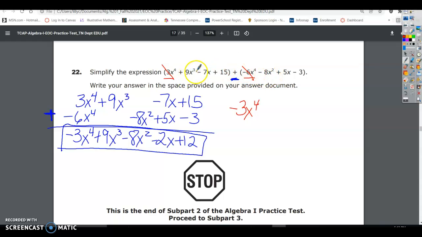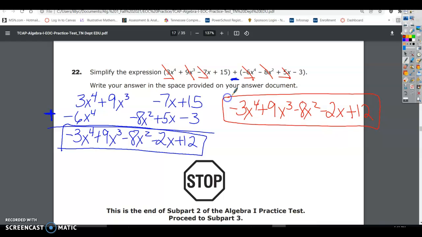I do not have an x cubed here, so I just bring my x cubed down. I have an x squared, but not an x squared here, so I also bring my x squared down. And I have negative 7 plus 5, which is negative 2x. And I have 15 plus negative 3, which is plus 12.